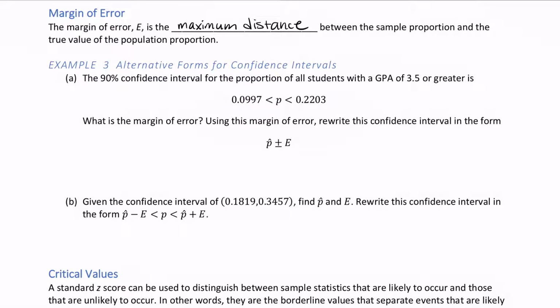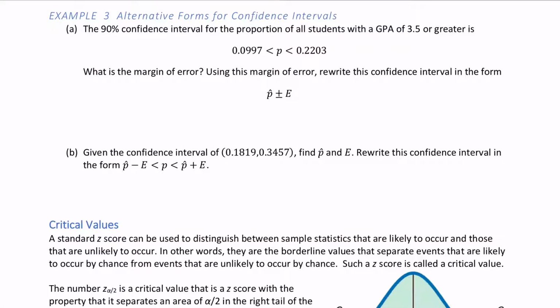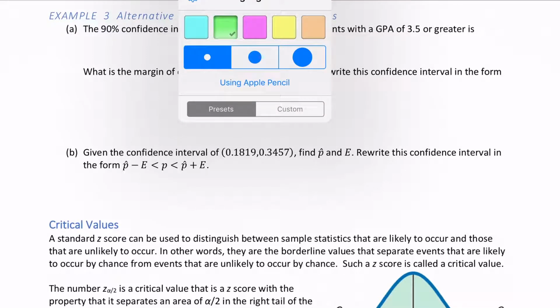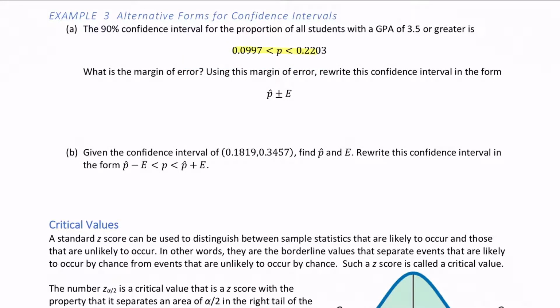Let's look at example 3. Example 3, alternative forms for confidence intervals. So this 90% confidence interval for the proportion of students with GPAs of 3.5 or greater from previous examples is this. What is the margin of error? And using this margin of error, rewrite the confidence interval in this form. So the point estimate plus or minus the margin of error.